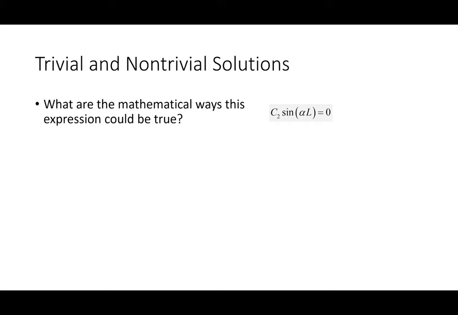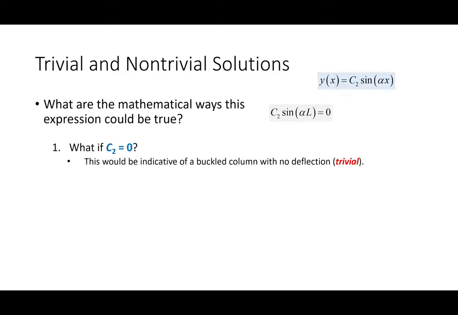What's one way that this could be true? Would you agree that one way this equation could be true is if c2 equals 0? Math says that makes sense, but does physics say that makes sense? I propose no, because if c2 equals 0, what is my deflection? Zero. And it's not 0, right? It's buckled. So I propose that this solution, while it makes sense mathematically, is trivial. That doesn't tell me anything.